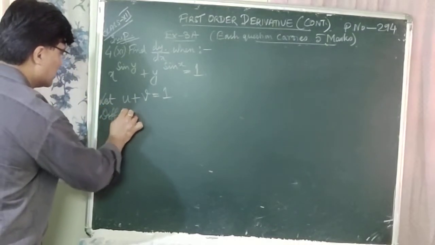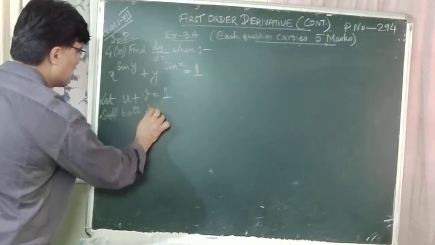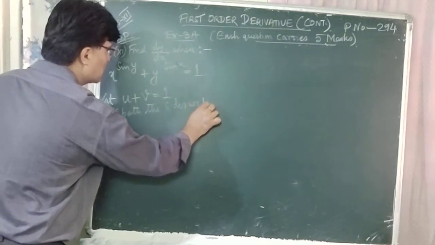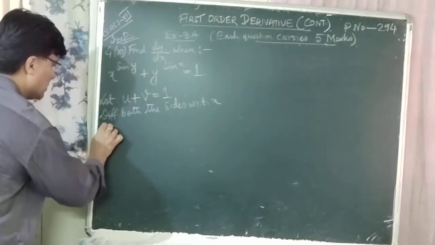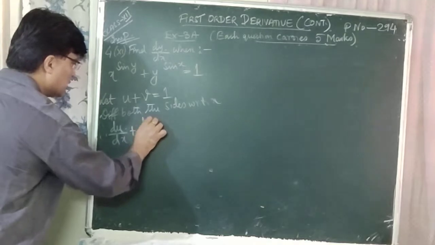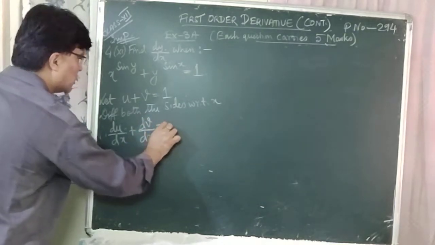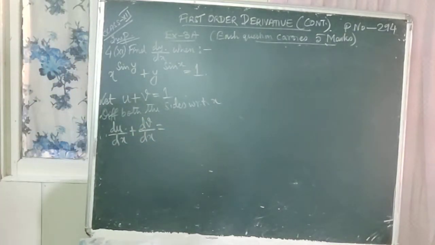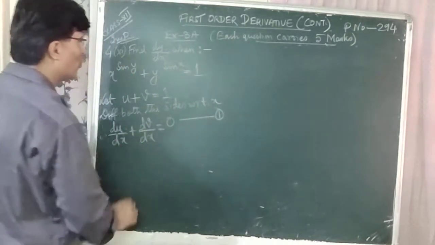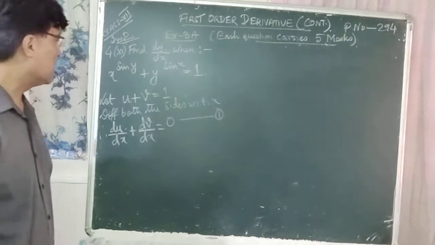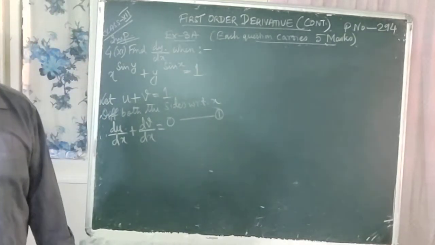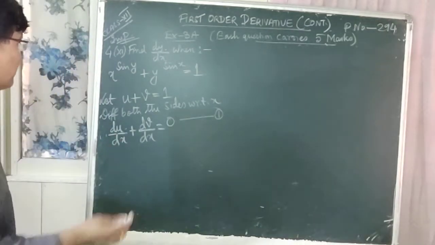So let us write here, differentiating both the sides with respect to x. So this is du by dx plus dv by dx is equal to, what is d by dx of 1? That 1 is a constant term, that is 0. Let us mark it number 1. So let us find out the individual values of du by dx and dv by dx.